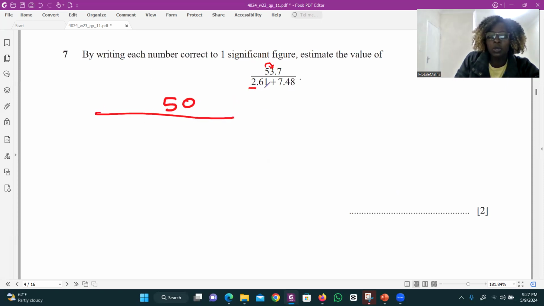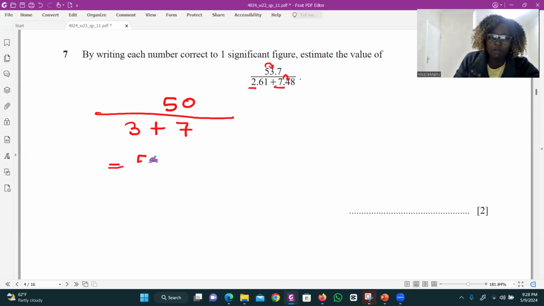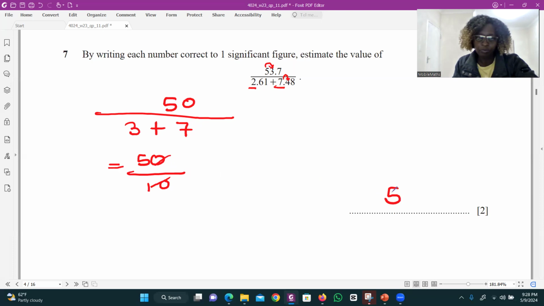We go to 2. The next digit is 6. It's greater than 5, so we can change 2 to 3. So we have 3 plus. For 7 here, that's the first digit. The next number is a 4. It's less than 5, so we can just write 7 here. So what we have is 50 over 3 plus 7, that's 10. Dividing this, we get 5. So our answer is 5.